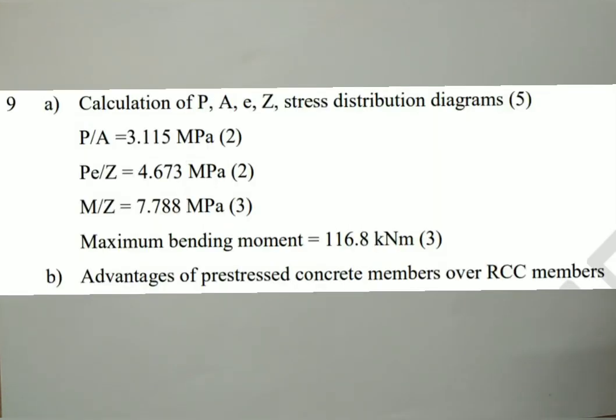So for this question, you have to find out P by A, PE by Z and M by Z. Write down the equation for stress at the soffit of the beam and find out M by equating the equation to 0. This question carries 15 marks.